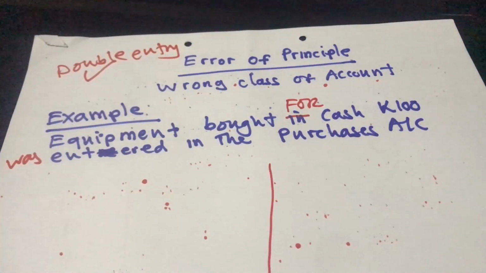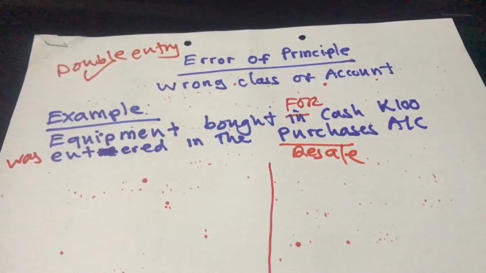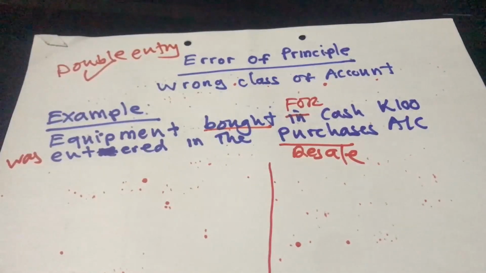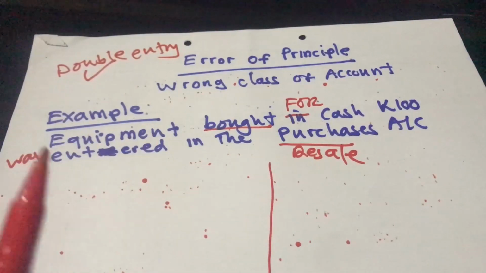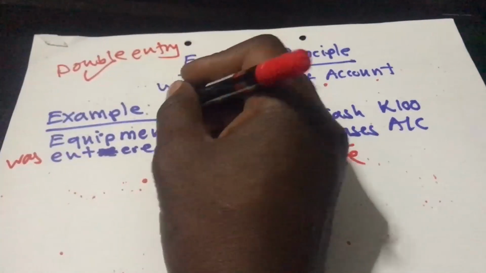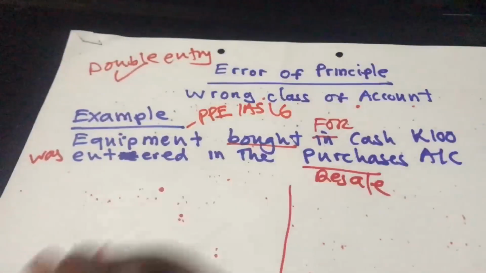Remember, in accounts, purchases means goods bought for resale. So you are buying goods with the purpose of reselling them, that's a purchase. But even if there's the word bought, don't be deceived, this is not a purchase, because this particular equipment was not bought for reselling, but it was bought for production and administration and so forth. So this is what we are defining as a PPE in IAS 16.